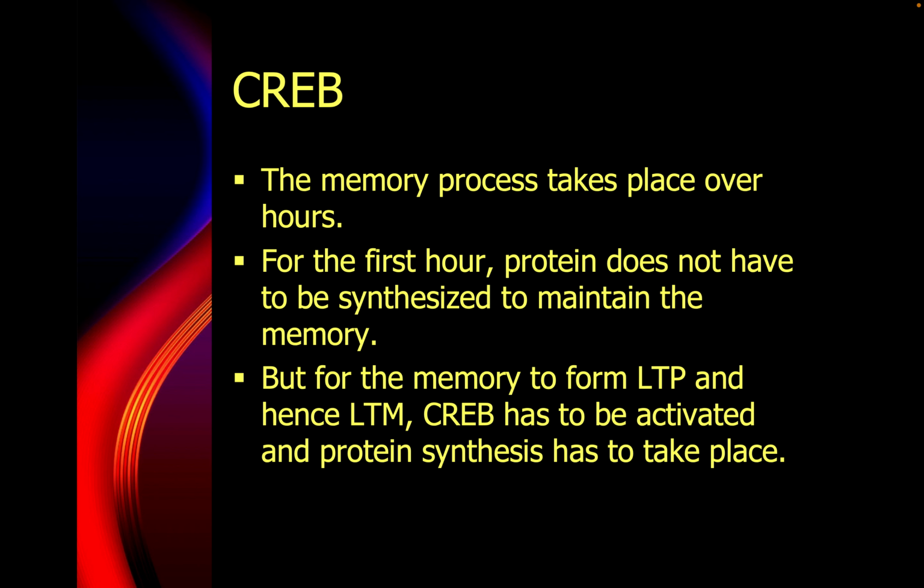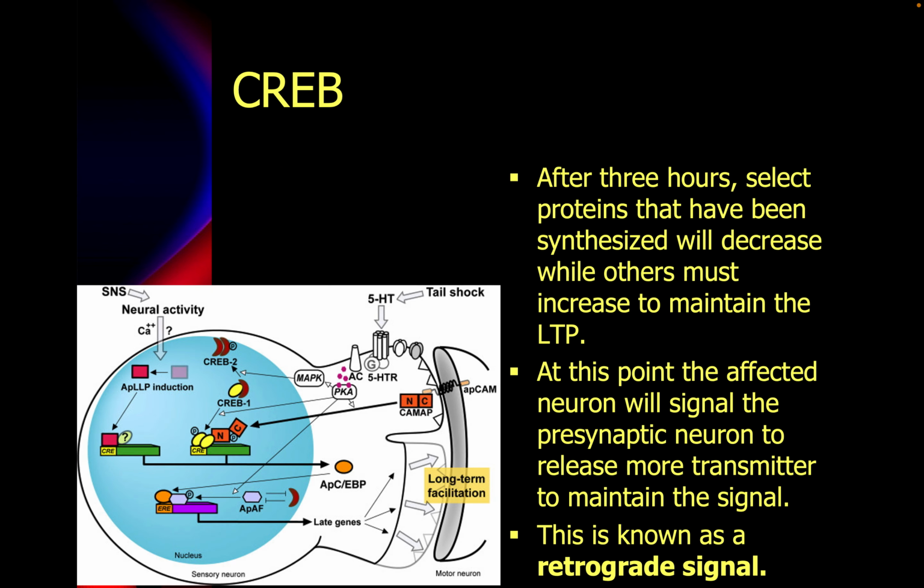The memory process takes place over hours. For the first hour, protein does not have to be synthesized to maintain the memory. It is just maintained. But for the memory to form long-term potentiation and hence long-term memory, Krebs has to be activated and protein synthesis has to take place. Why would we do this? We're trying to put this in our permanent memory store. So that's when we try to activate the Krebs.